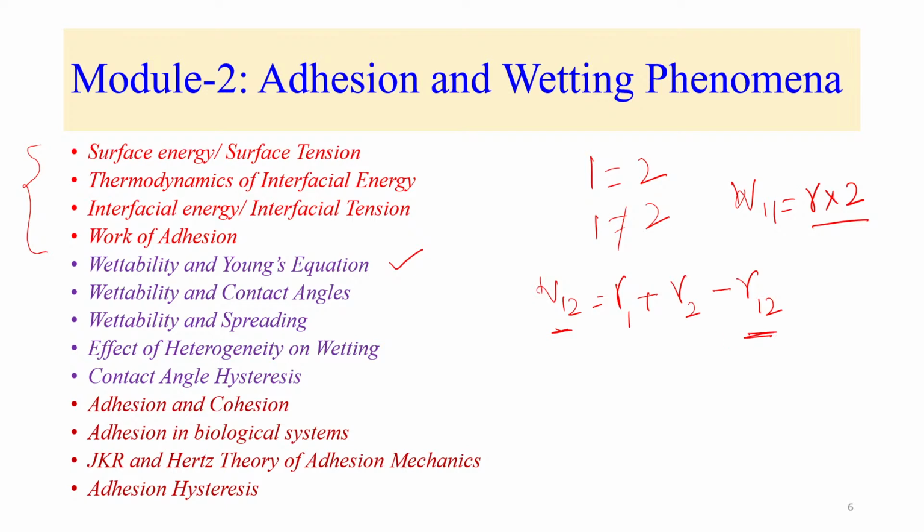Then we saw the surface may have physical and chemical heterogeneity. How do we incorporate those heterogeneities to understand the actual contact angle or wettability? For the physical heterogeneity, we discussed the Wenzel equation. For chemical heterogeneity, we discussed the Cassie equation. Then, followed by that, we discussed cohesion, adhesion, and a few applications of adhesion in biological systems.